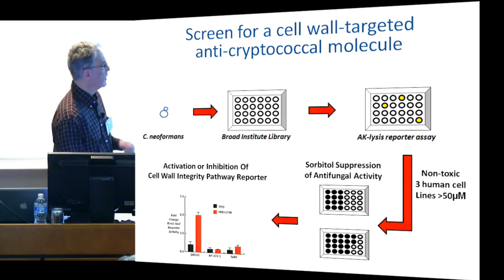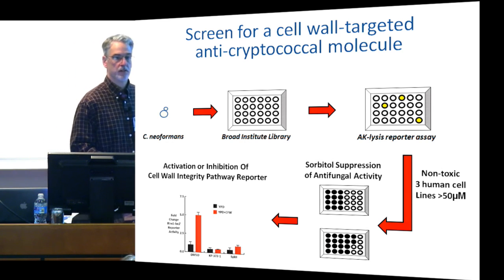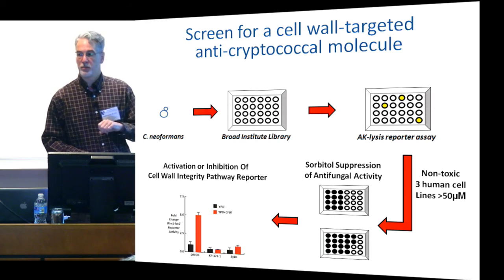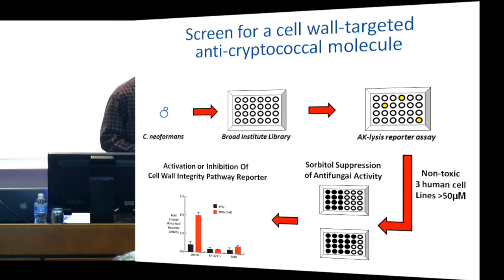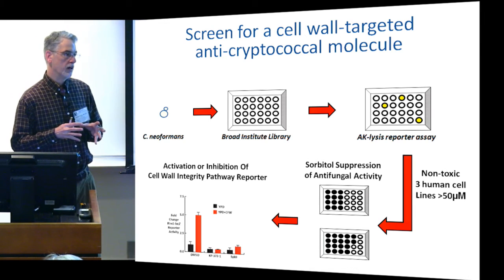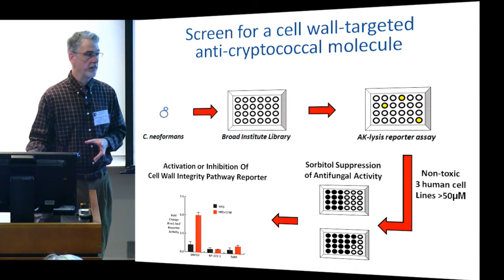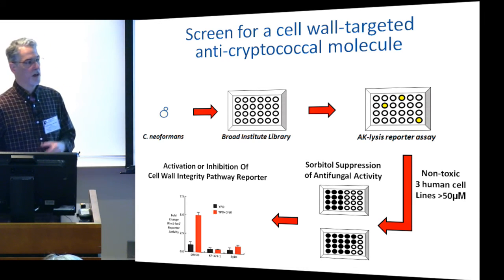And so the screen was designed to find cell wall targeted molecules in Cryptococcus. There are very few of those. As we've heard in previous talks in the summit, caspofungin does not work against Cryptococcus, and it inhibits the enzyme beta-glucan synthase very nicely, but it does not have any clinically useful activity.